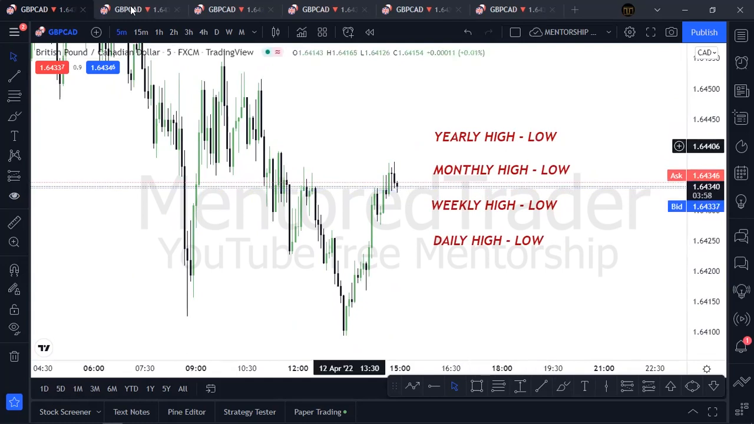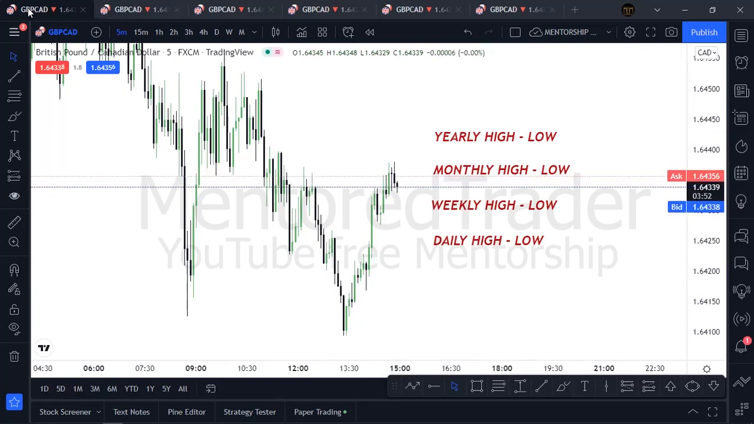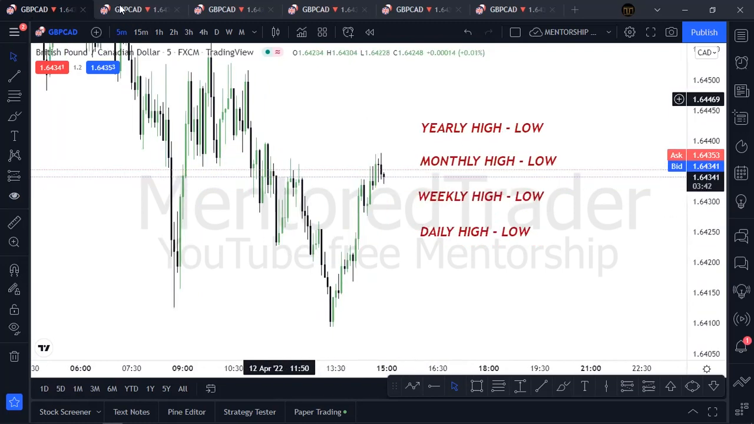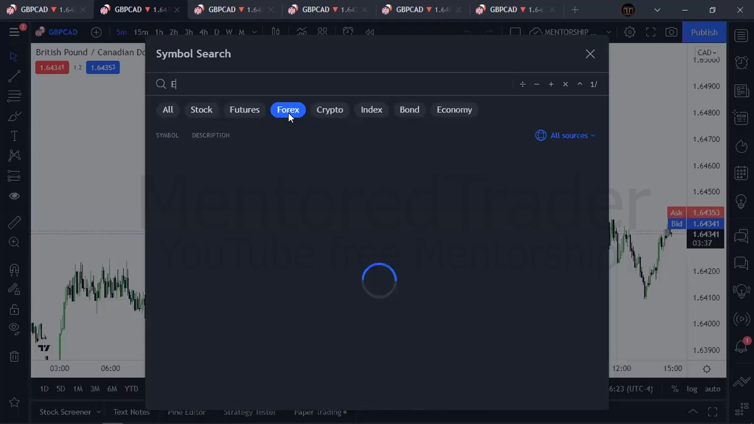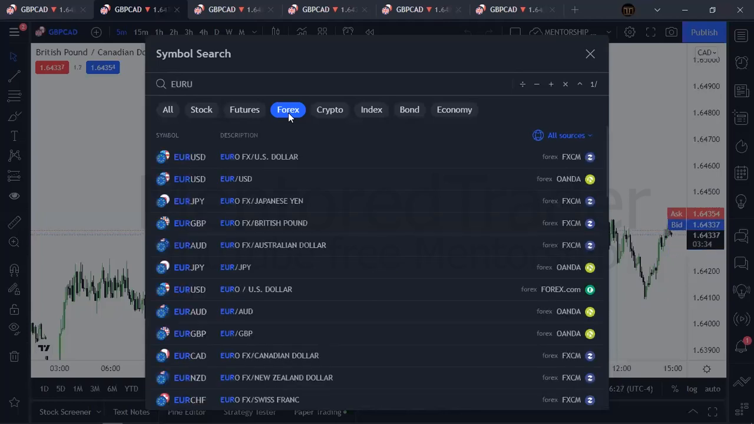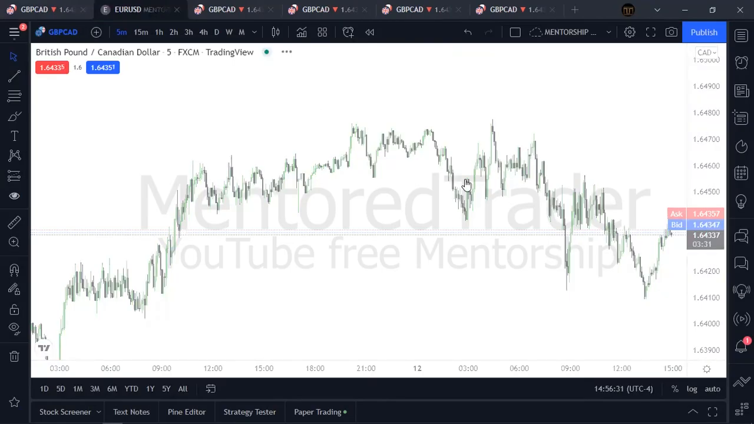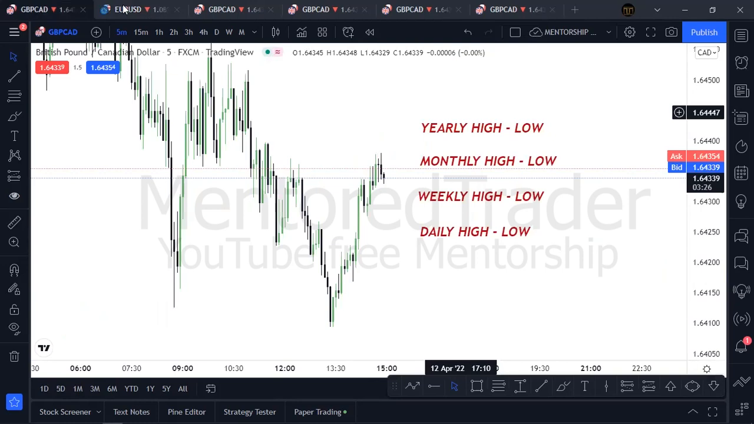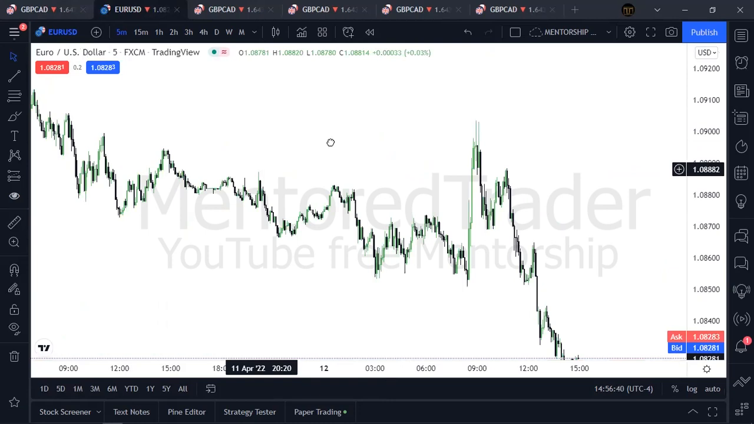I will switch to another chart. So this is GBP CAD, British pound over Canadian dollar. I will look for some other thing. The most traded currency pair, which is the Euro USD. I am looking for it for now. Euro USD. Let's do the analysis here, why? Because it is the most traded. So this is Euro USD, Euro over dollar.